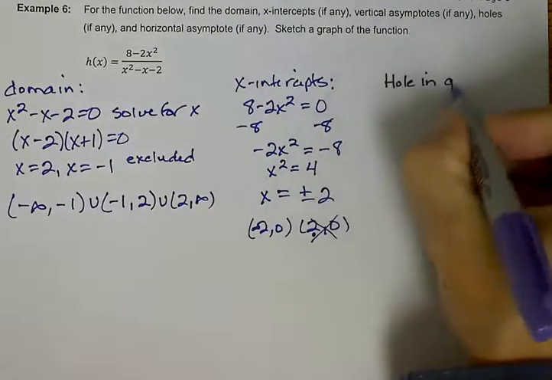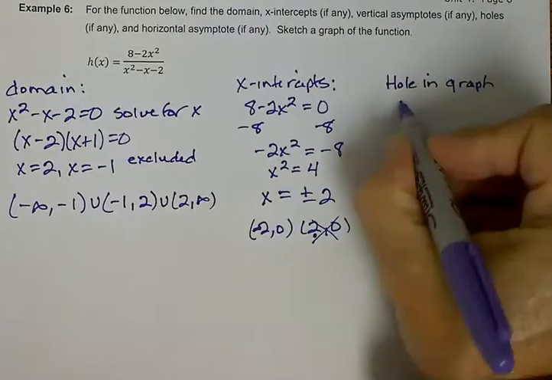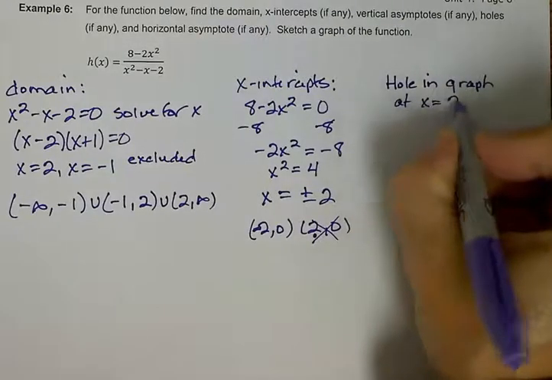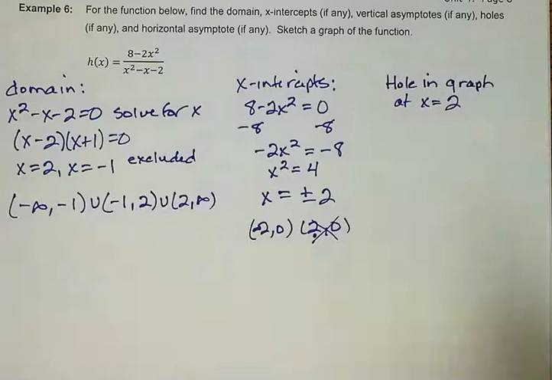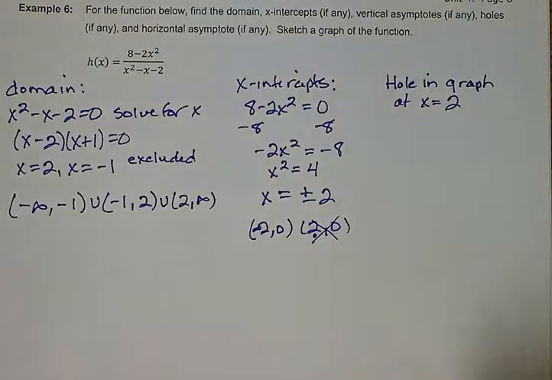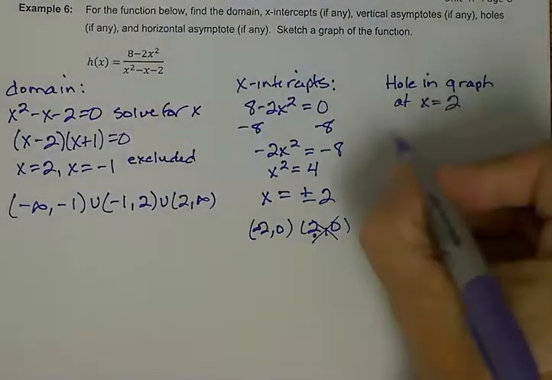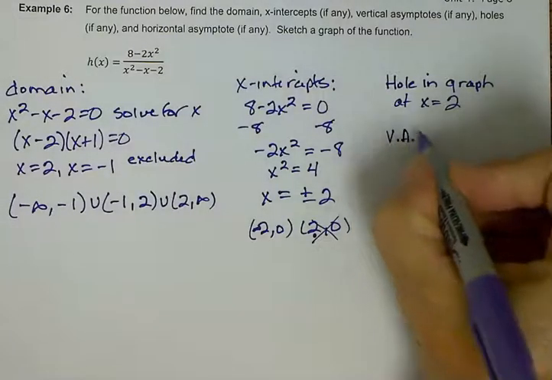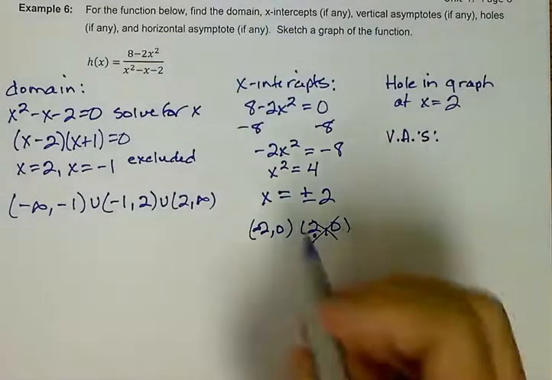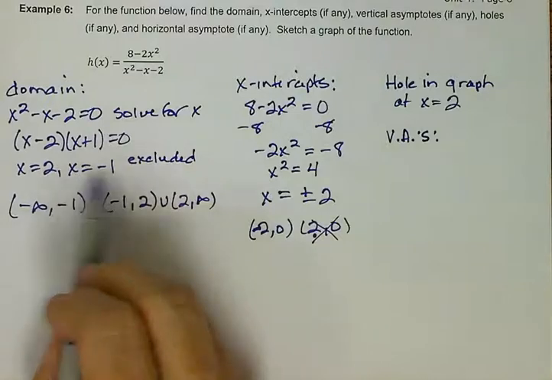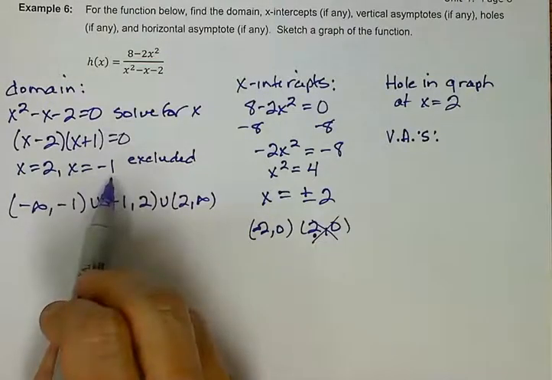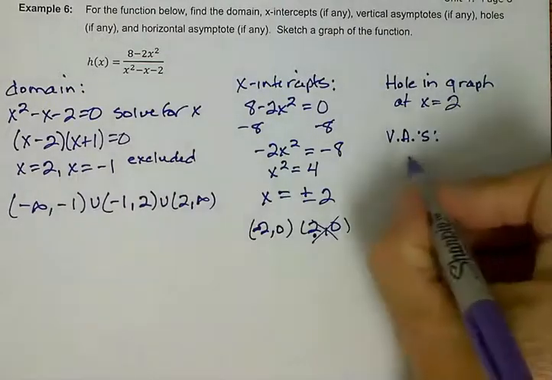I could go ahead and say that there's a hole in the graph at x equals 2. If there's a hole, there can't be an x-intercept there, and there also can't be a vertical asymptote there. When I find my vertical asymptotes, that means I only have one vertical asymptote at the other value that was excluded from the domain, and that's at x equals negative 1.